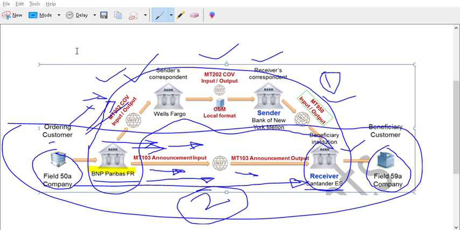Some more text for some more information. MT103 is sent while sending MT202 cover together. Just now I explained, both messages are triggered together only, whether it is MT103 or MT202. Both messages are triggered at the same time from your BNP Paribas bank here, for example.